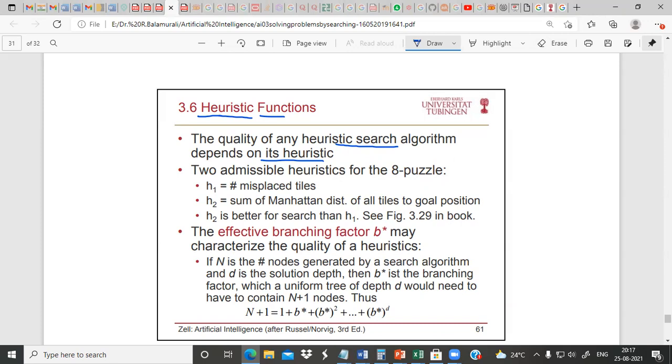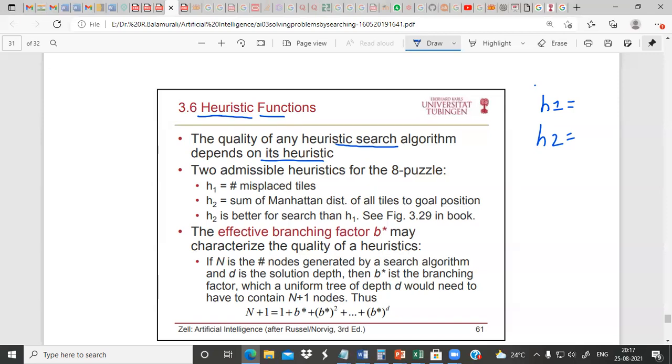But again, for example, sometimes you may have two heuristic functions to solve a problem. Let us say h1 and h2. h1 is one heuristic function, h2 is another heuristic function. Let us assume that both h1 and h2 are admissible and consistent. Even then, one of the heuristics may be better than the other. So that's what we are going to discuss.